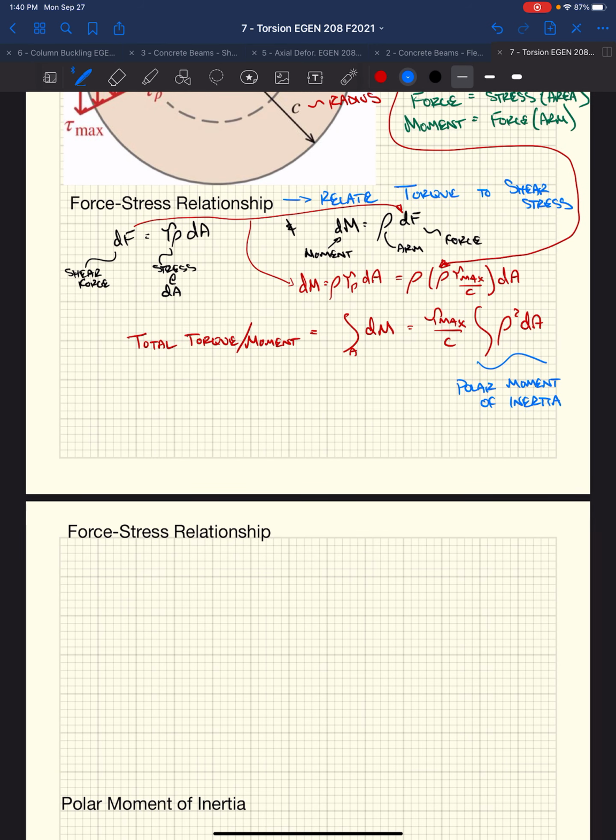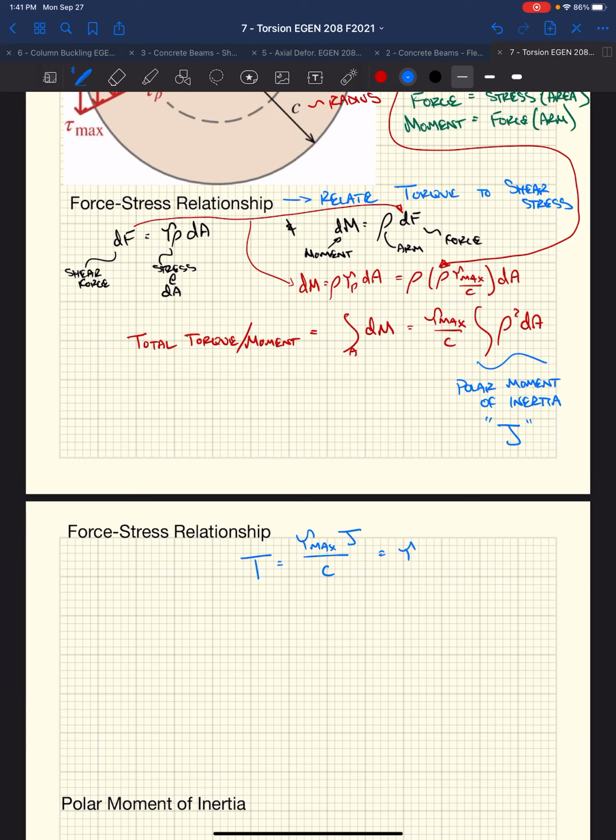So what do we do with polar moment of inertia? Well, the polar moment of inertia is denoted J. So what does that mean? Well, that means our force-stress relationship now says torque, which is our total torque or moment across the cross section, is this tau max over c times this integral. Well, we decided that integral is now J. So really the torque on our cross section is our maximum shear stress times the polar moment of inertia divided by the maximum radius of our shaft.